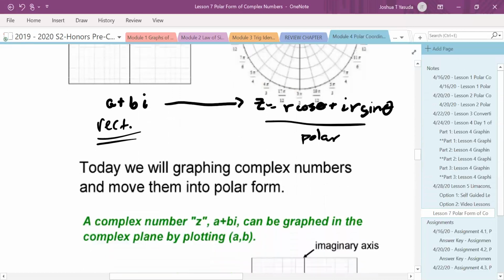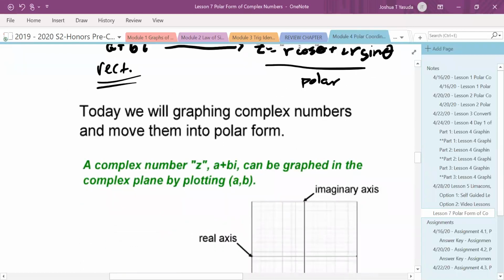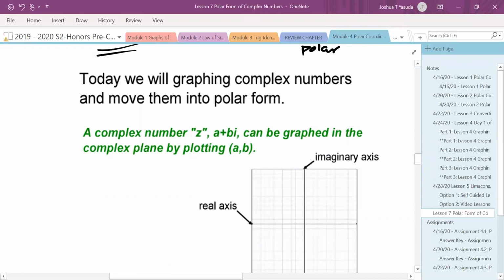So we got to start by first graphing complex numbers, and then we'll move them into polar form. So we can say that a complex number is z, so that's a plus bi, and it can be graphed in the complex plane by plotting a and b. Okay, complex plane. So now we have our third plane that we can work through. All right, so this one's actually super easy. It's just like a rectangular plane. The x-axis is considered the real axis, and the imaginary axis is the y-axis. So nothing crazy.